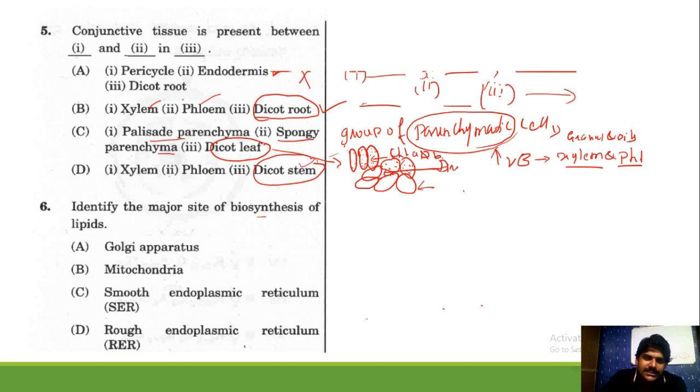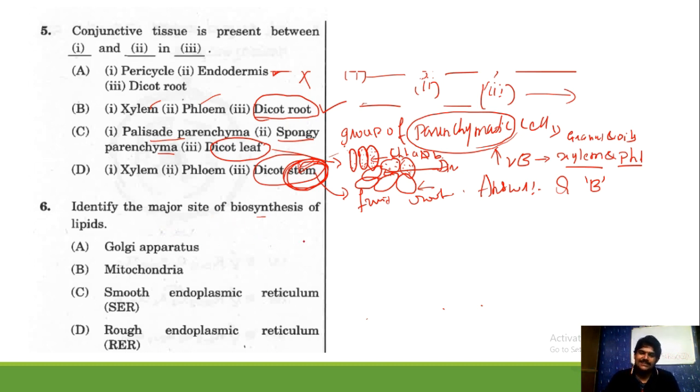Then in the dicot stem, it cannot be possible, because storage does not happen in a stem. It would be in the form of fruit or in the root itself, the modified root. Very few plants have a storage region in the dicot stem. So the answer for this question is option number B. Okay, let's move on to question number 6.